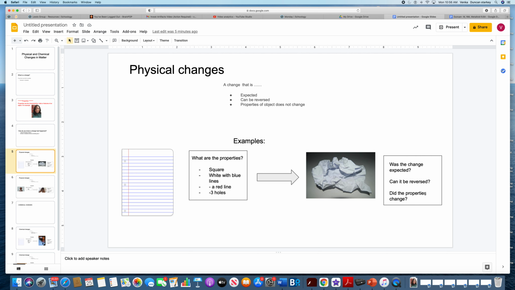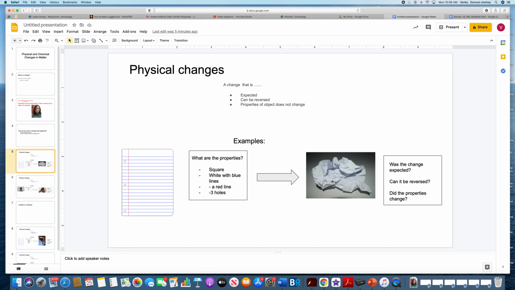Did the properties change? So did the characteristics or traits change? Let's see. Is it still square? No, but we can make it square again. Is it still white with blue lines? Yes. Does it still have a red line? Yes. Does it still have 3 holes? Yes. Is it still paper? Yes, it is. This would be the same thing even if we ripped this paper into 10 pieces.